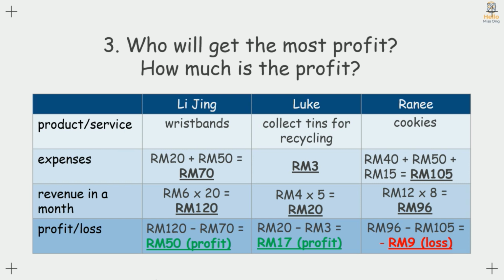3. Who will get the most profit? How much is the profit? Let's look at the last row. Who has the most profit? Yes, the answer is Li Jing. Her profit is 50 ringgit.